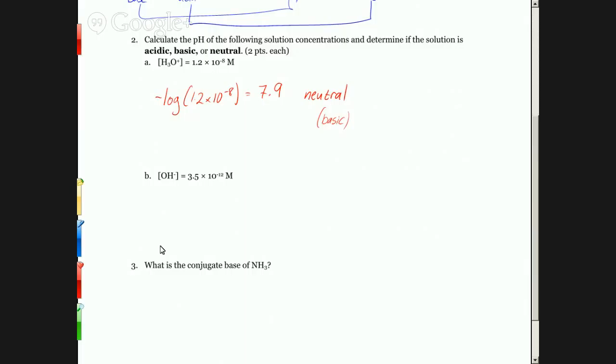Or we can take the negative log of the hydroxide ion concentration and then subtract it from 14. Either way, it gets the same answer. I like that way just because then it's less dealing with big numbers in scientific notation. So I would say, all right, the pOH is the negative log of 3.5 times 10 to the minus 12. And what is that? Do we have that handy? Let's see.